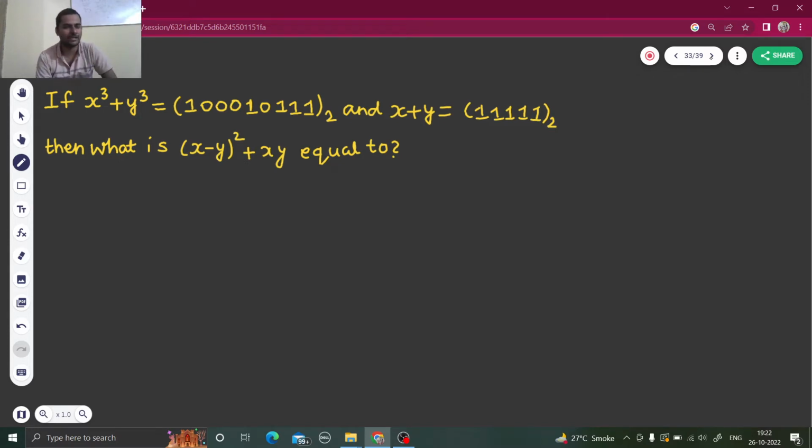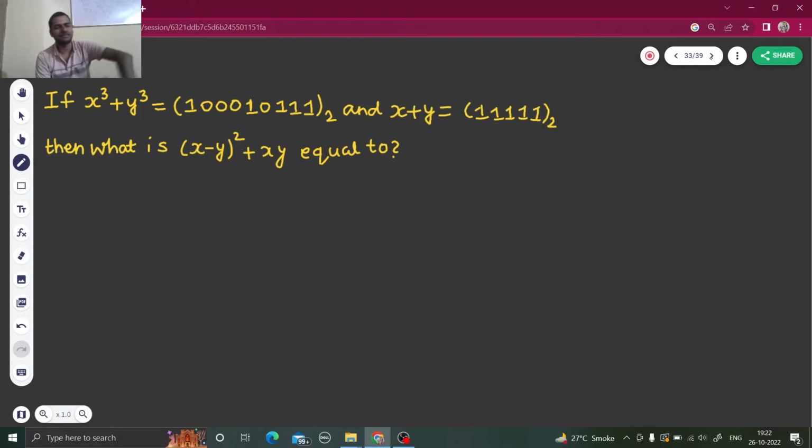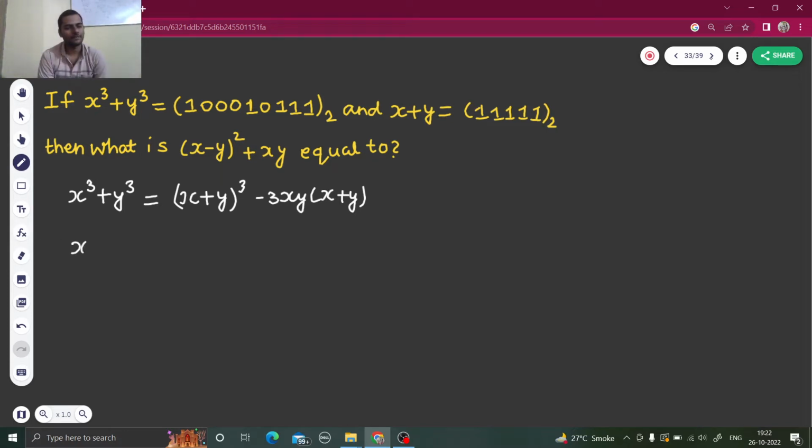It says if x³+y³ is given, x plus y is also given, we need to find the value of this x minus y whole square plus xy. First of all, coming to the basic mathematics, x³ plus y³ has got two formulas, the first one being x plus y whole cube minus 3xy into x plus y, and the other formula which I can recall is x³ plus y³. Now both formulas can be derived. If you know one formula, you can derive the other as well.